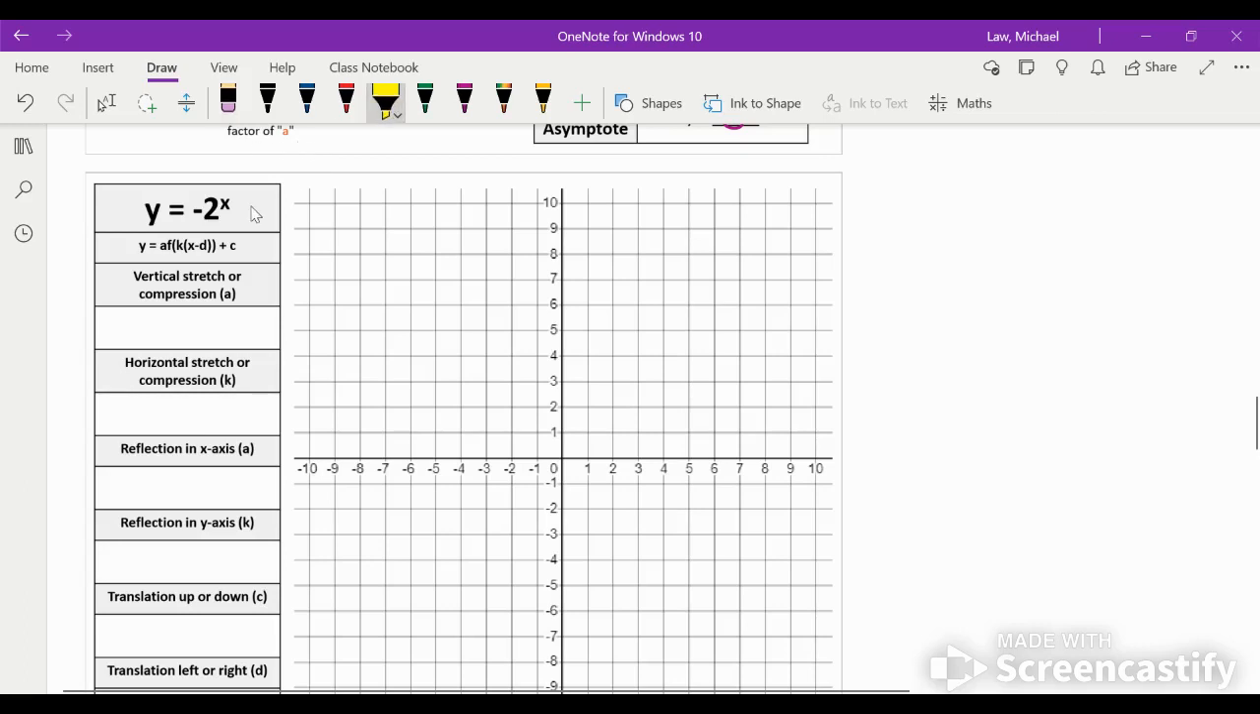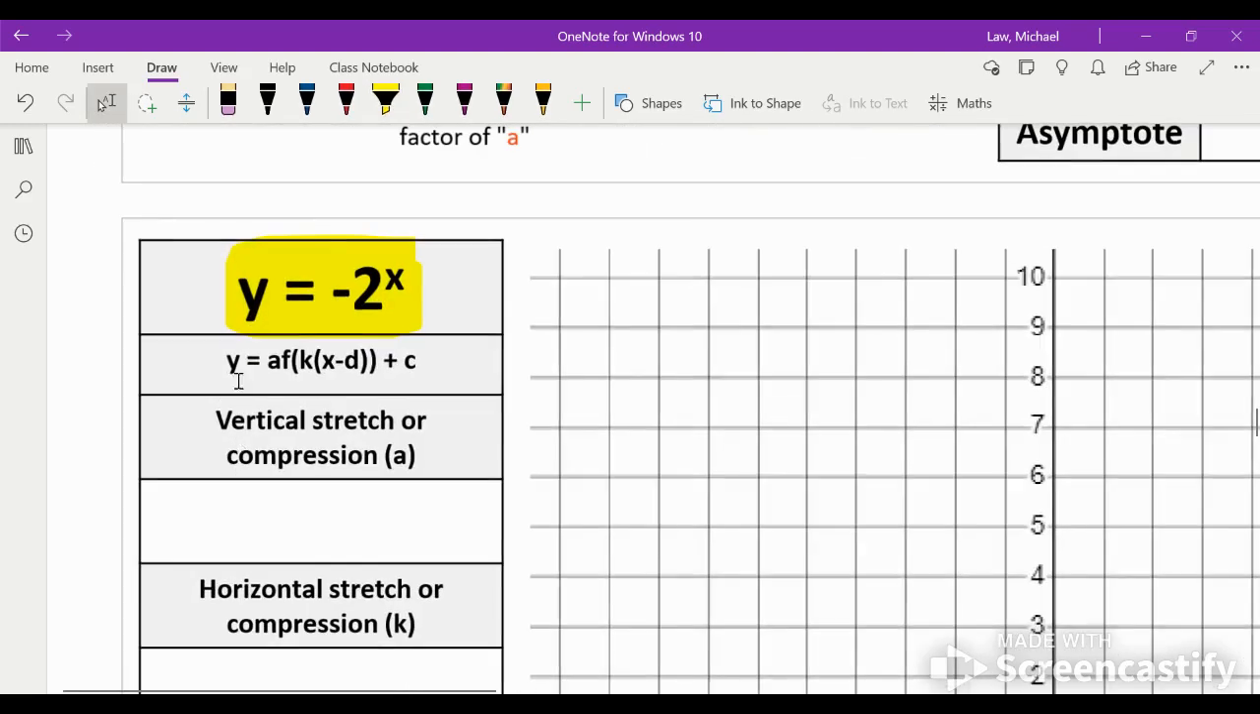In this example, we want to interpret how this exponential function has been transformed. Let's take a closer look. First thing you want to do is see if there's a vertical stretch or compression. This corresponds to the a value. This comes in front usually, okay? And as you can see, there is something in front.